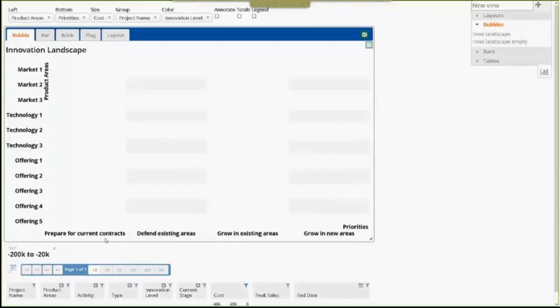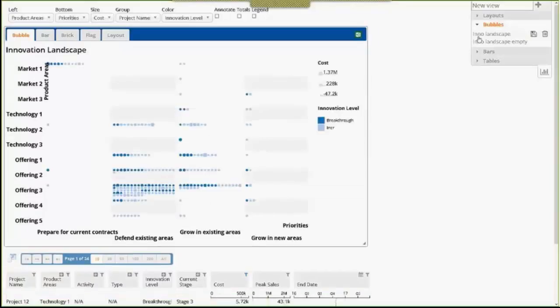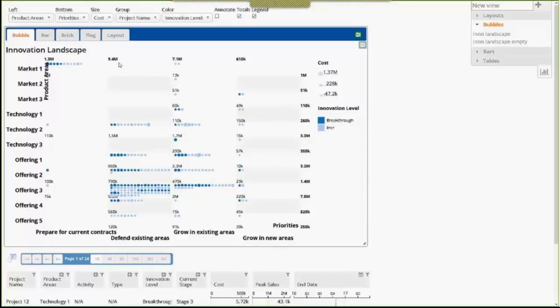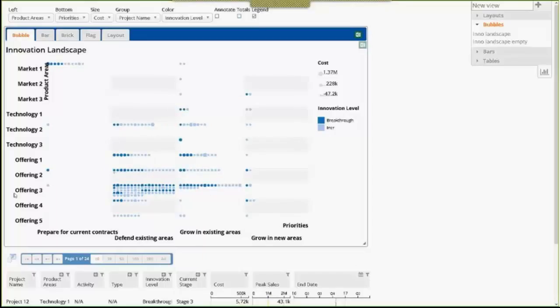So here are the priorities: prepare for current contracts, defend existing areas, and then we separated out grow in existing areas versus grow in new. And then we had the product areas here that we identified for those now 4 areas. And when we look at their portfolio, here's what we saw. So dark blue bubbles are breakthrough projects, light blue are incremental innovation projects. And you can see the bulk of their spending is in defend existing areas. And if we look at totals here, it represents $9.4 million in spending versus $7.1 in grow, and not much anywhere else there. So the challenge is they were currently making all their money selling offering 3.